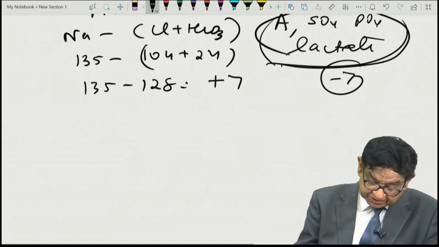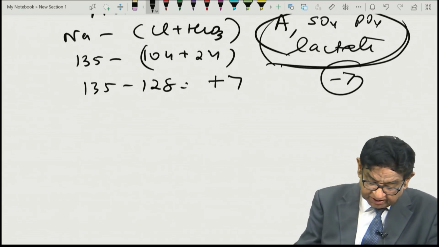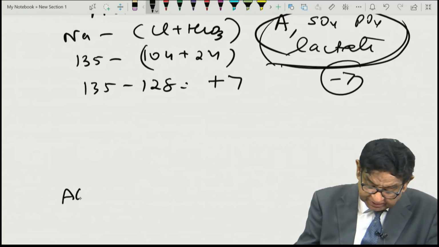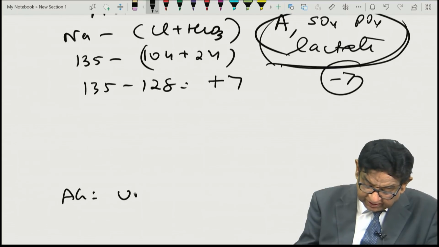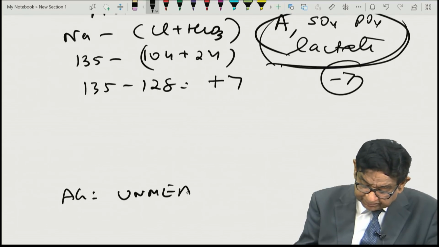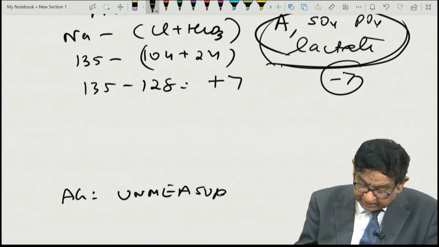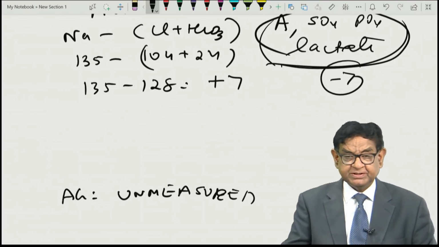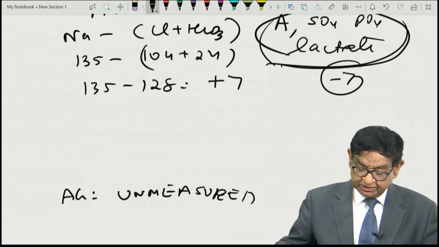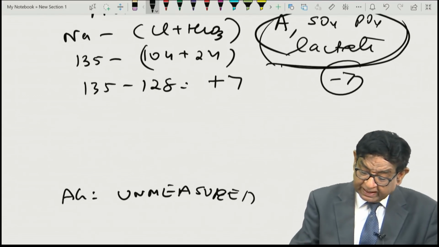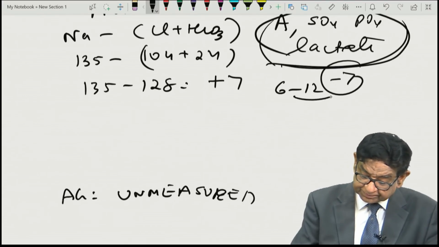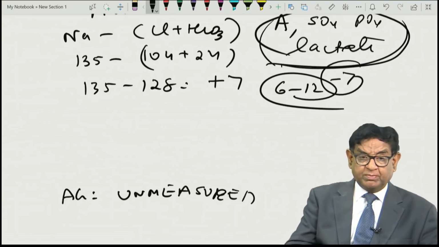unmeasured anions. You can leave 3 lines and write down. So anion gap is the measurement of unmeasured anions, like as I mentioned, right? So normal anion gap is 6 to 12. Now let me talk more about it.